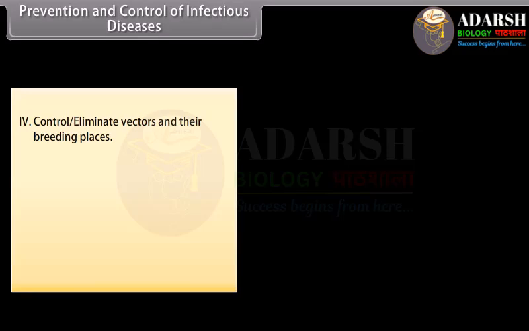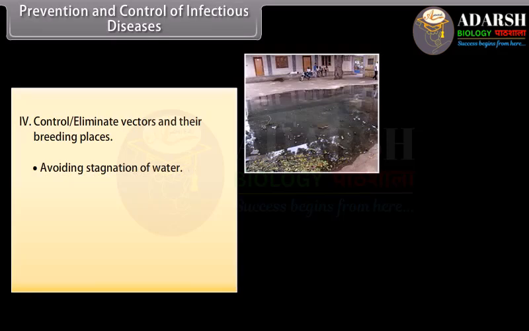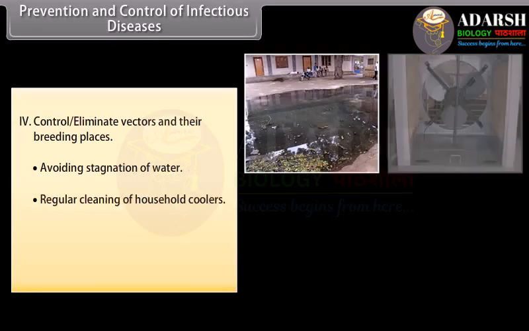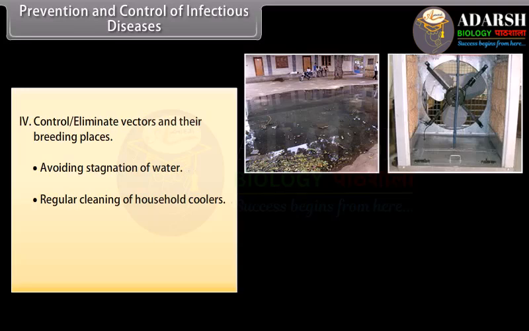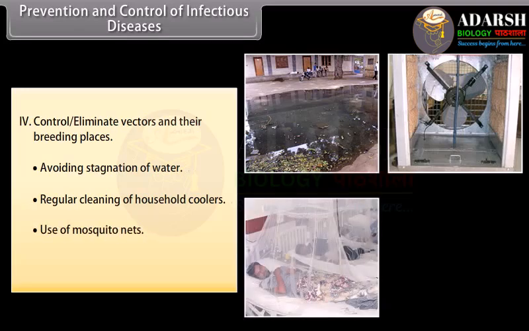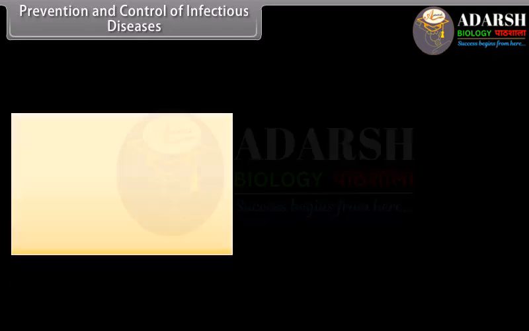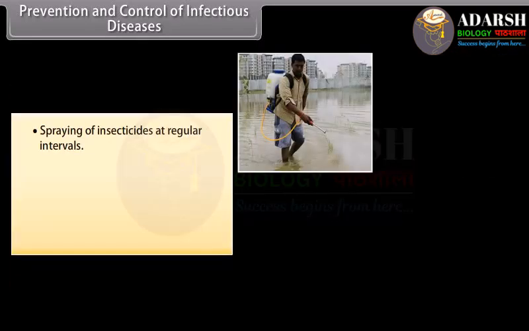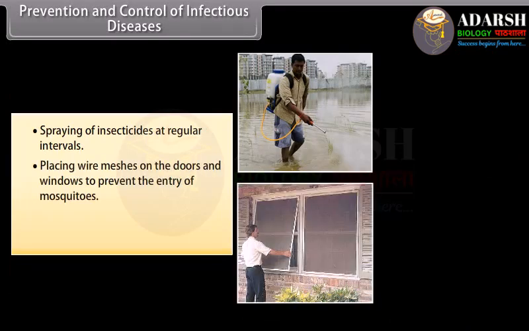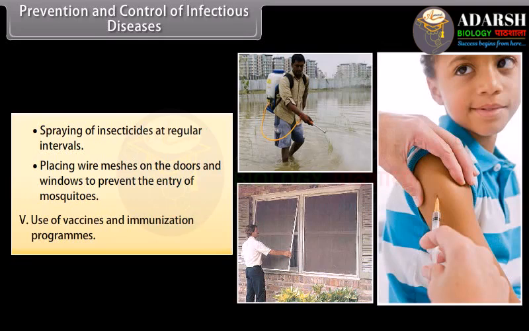Control and eliminate vectors and their breeding places. Avoid stagnation of water. Regular cleaning of household coolers. Use of mosquito nets. Introducing fishes like Gambusia in ponds. Spraying of insecticides at regular intervals. Placing wire meshes on the doors and windows to prevent the entry of mosquitoes. Use of vaccines and immunization programs.